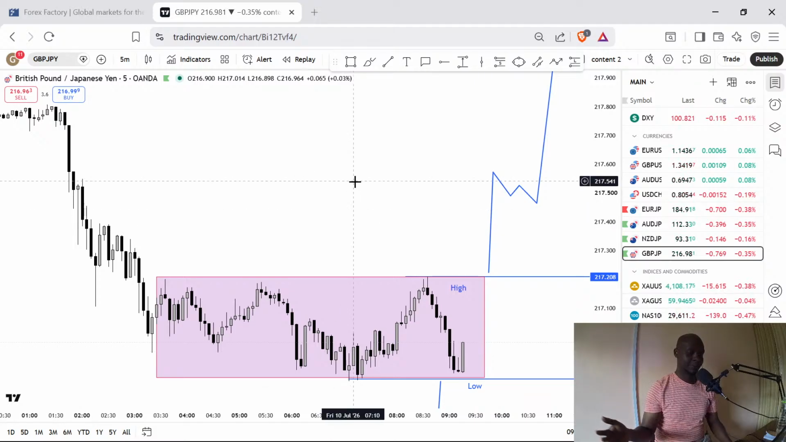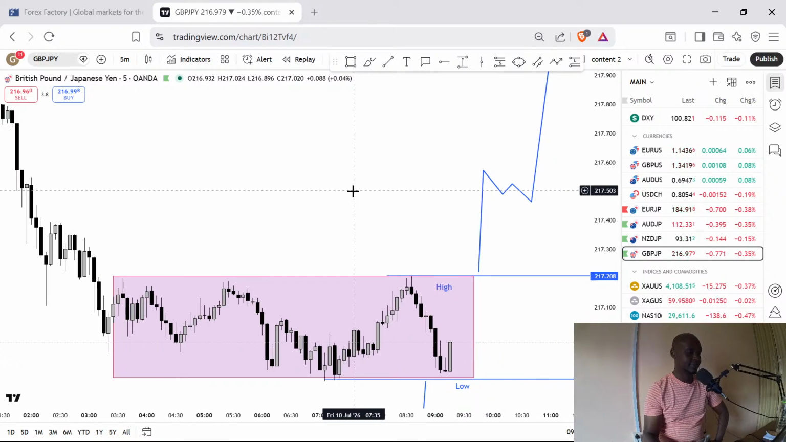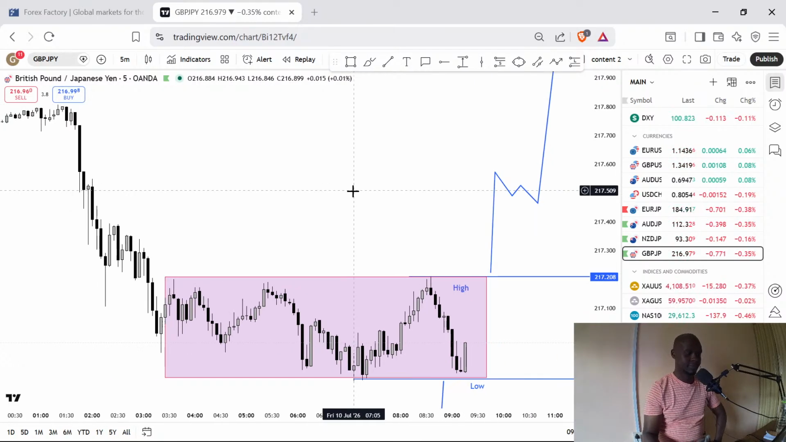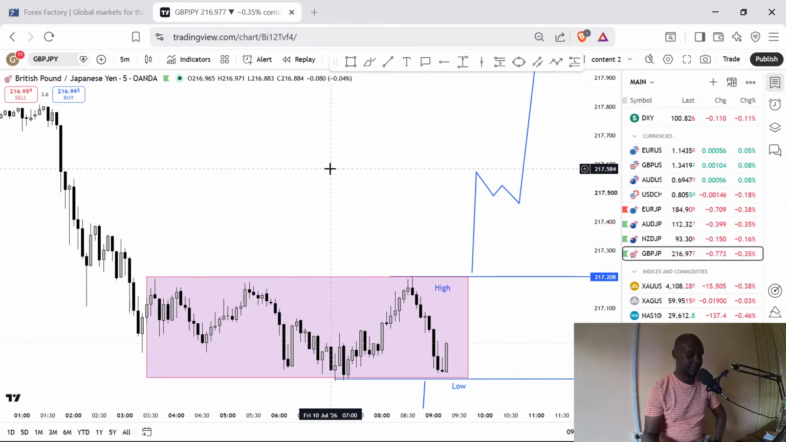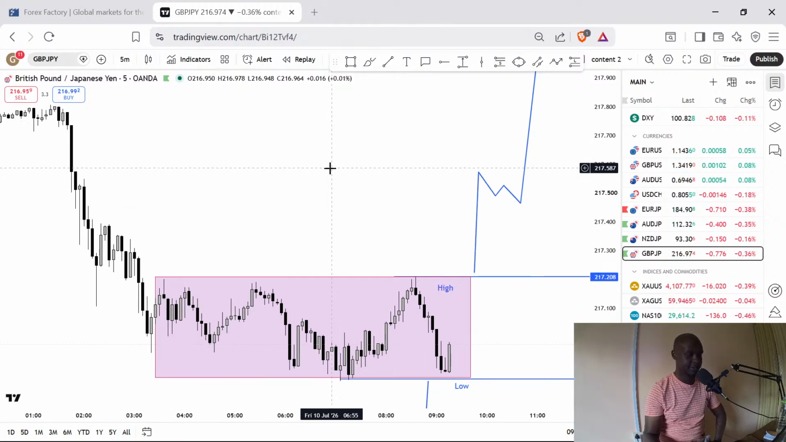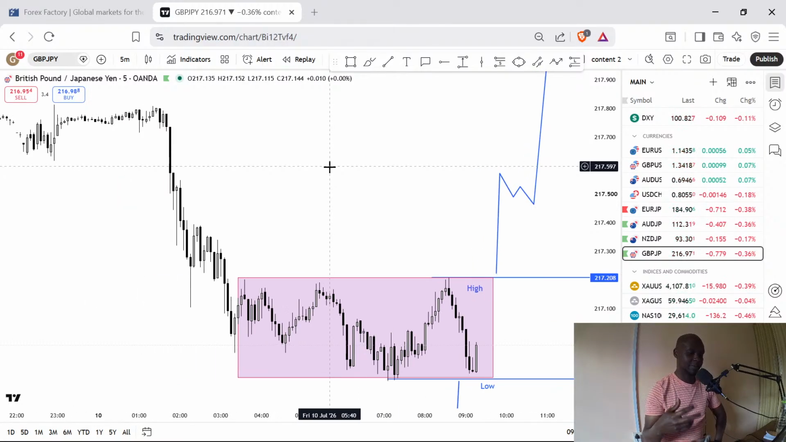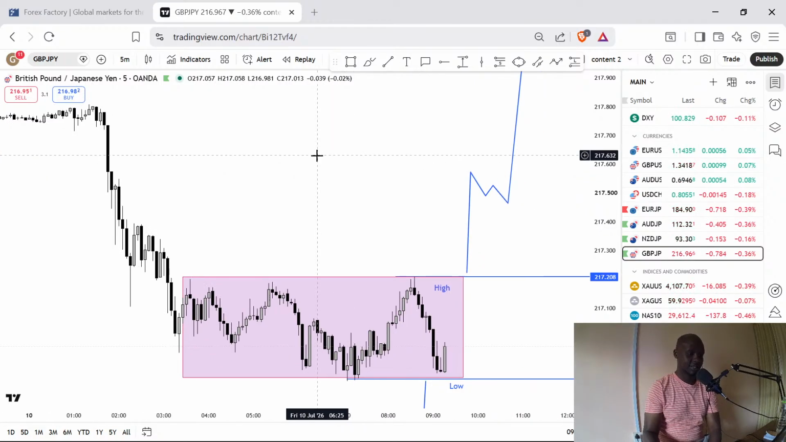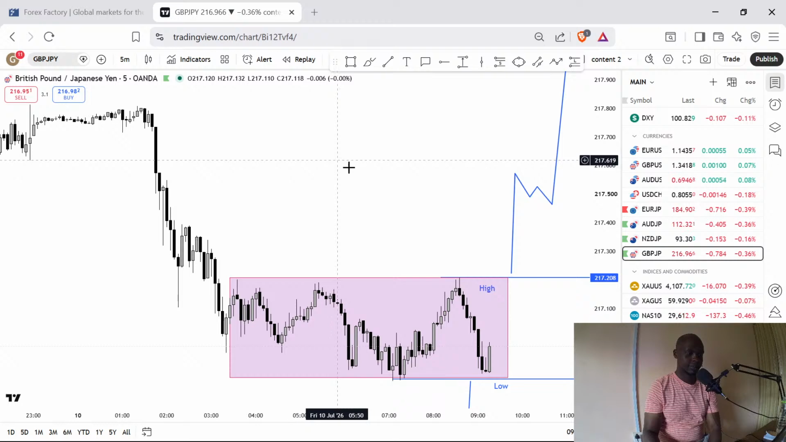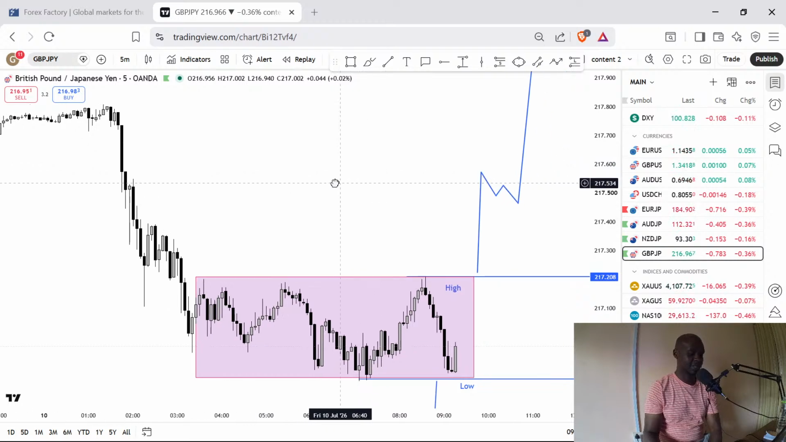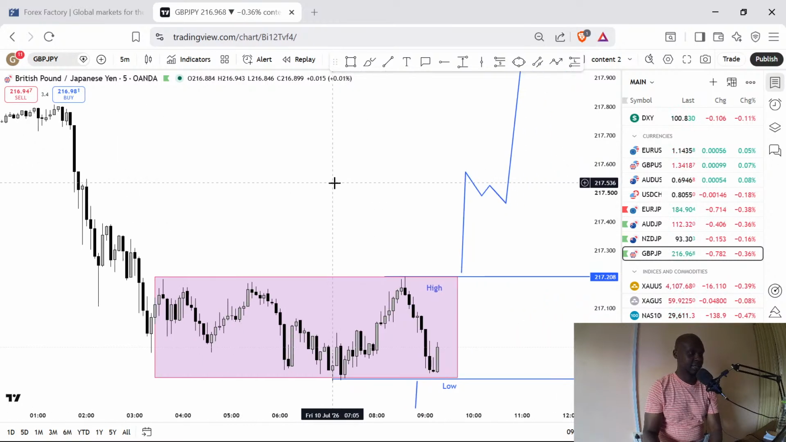But for now, I'm also happy just doing the live streams. After a couple of live streams, I know that most of you will be able to follow along with my entries, and you'll maybe have an understanding of how I read price action. By now, if you've been watching all the live streams, you basically have an idea.